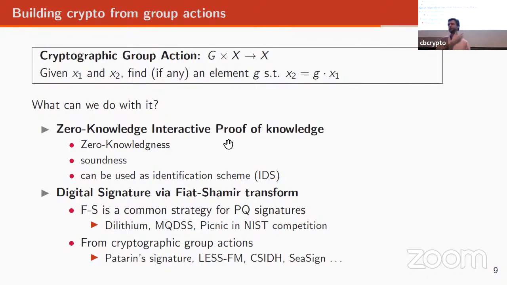For CSIDH, you have a commutative group action, which allows you to do key exchange, for example. But I think this is a much faster group action. So for signatures, it actually makes sense to also consider non-commutative group actions. Or if you're very clever, maybe you can make it into a commutative group action. I tried to, I didn't manage to solve it, but if you know how to, please let me know.